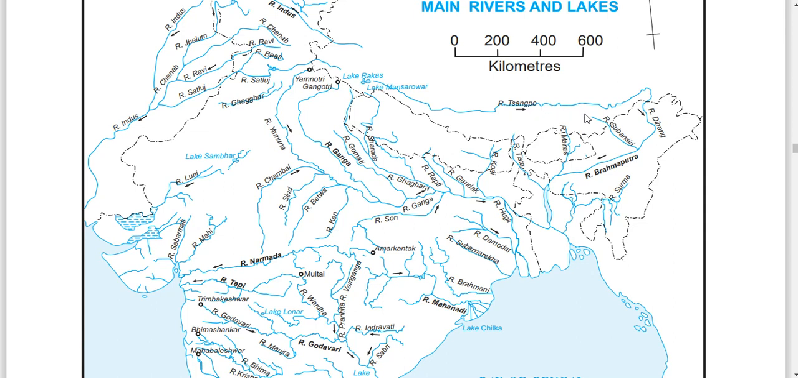Sangpo River. Brahmaputra's name is Sangpo in China. This is coming from Lake Mansarovar. Another lake is Lake Rakas.